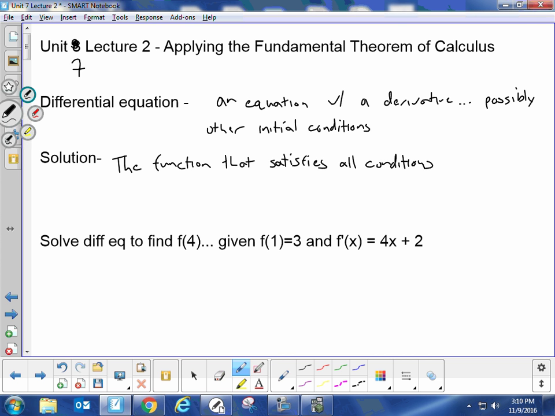So we want to find f of 4. We're given f of 1 is 3 and f prime of x is equal to 4x plus 2. I can go ahead and find f of x by taking the antiderivative of 4x plus 2, understanding that there is a c. I would use f of 1 is equal to 3 to find that c. Then I would be able to plug in 4 to find f of 4. Let's go ahead and do that for practice, taking antiderivatives, finding c, and going from there.